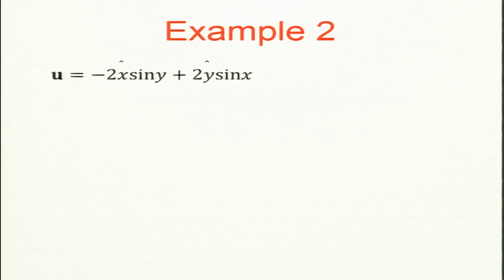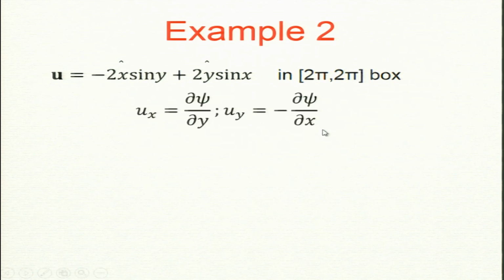Example 2. My velocity field is minus 2x sin y and plus 2y sin x, in a bigger box, a 2 pi by 2 pi box. It is 2D and periodic with periodicity 2 pi. Now, we can again compute the same stuff. This is a standard exercise.